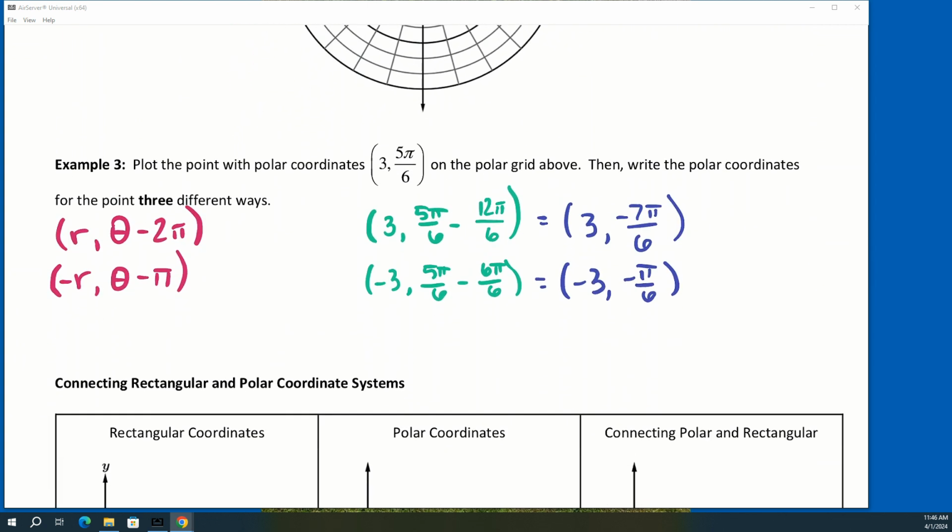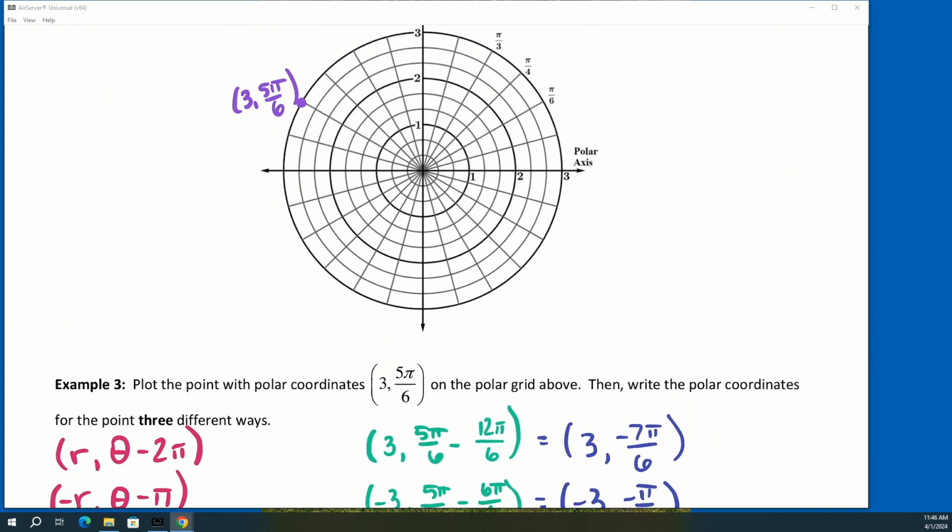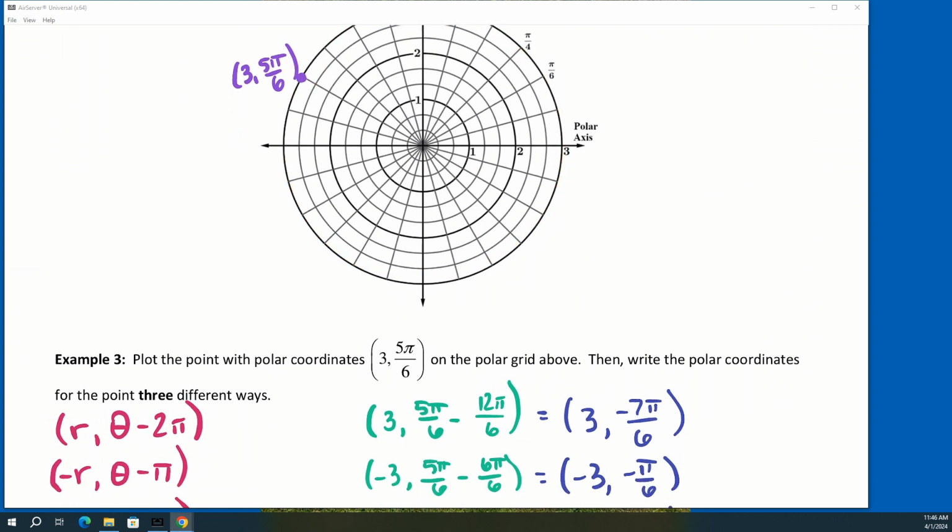And then the final way we can do another representation is to do the opposite of r and then add pi. All right, and so this would be the -3 and then 11 pi over 6. So that means we would go to -3 and rotate 11 pi over 6, which takes us to that point again.